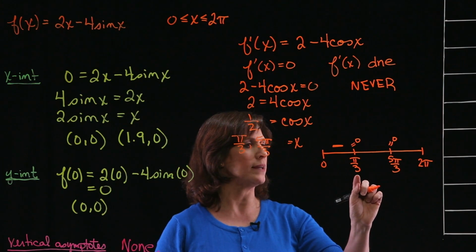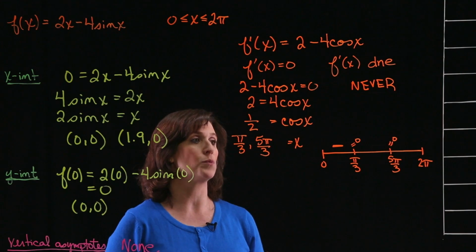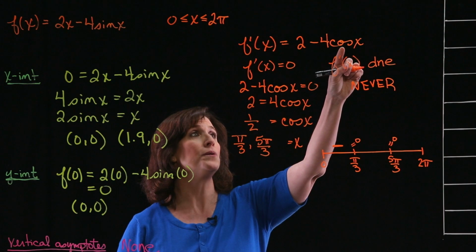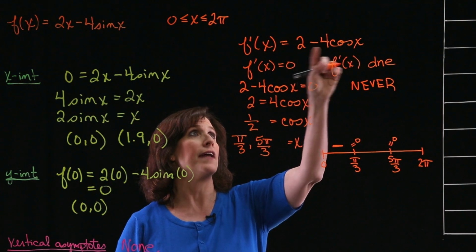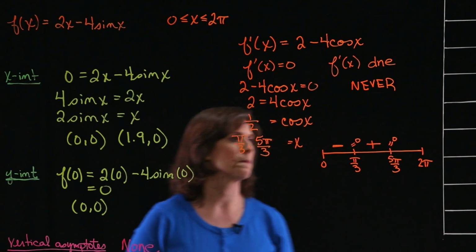Now pick something between pi over 3 and 5 pi over 3. Again, any number between those two values will work. So let's try pi over 2. The cosine of pi over 2 is going to be 0, and 4 times 0 is 0. 2 minus 0 is a positive number.